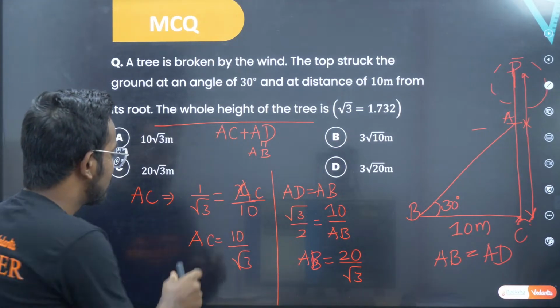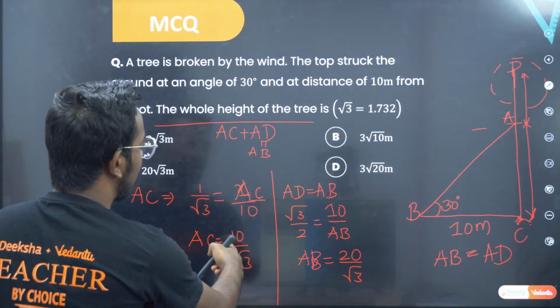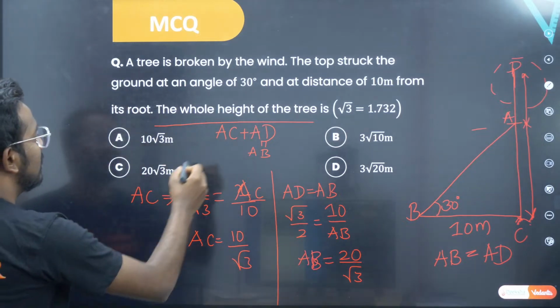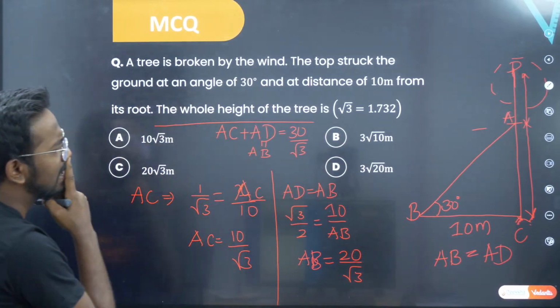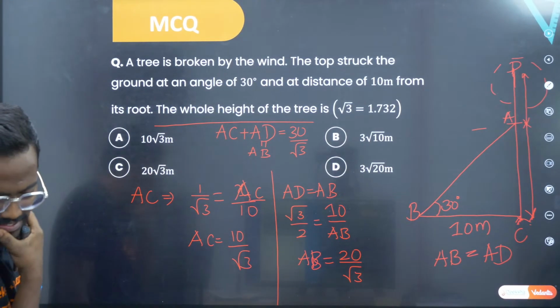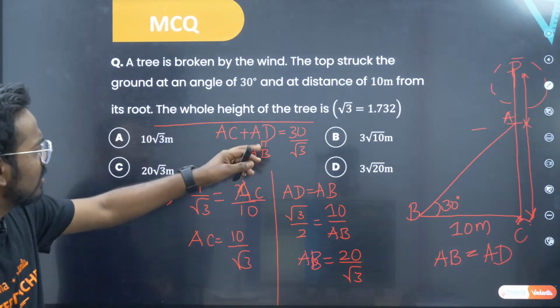Now a very simple thing. AC and AB, add them. So 10 plus 20, that is 30 by root 3. This whole thing is 30 by root 3. Sir, that is not visible in the options. Yes, anybody? That is not visible in the options.